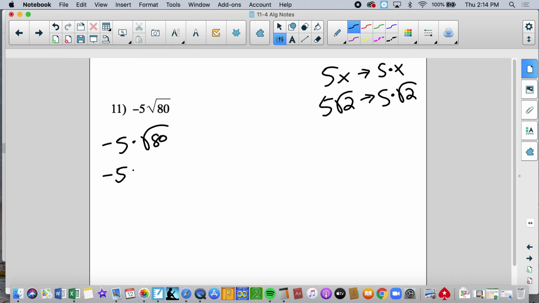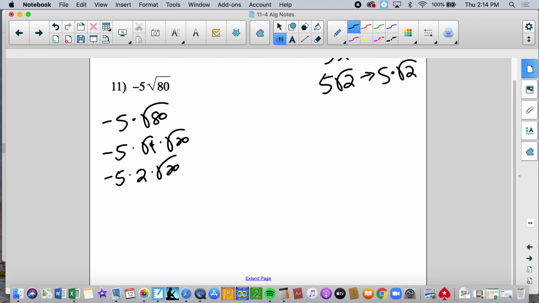So let's see, does 4 go into 80? Yes, it does. Rad 4, rad 20. So negative 5 is on the outside. Square root of 4 becomes 2. Now 2 is on the outside. 20. So that gives me negative 10 rad 20.